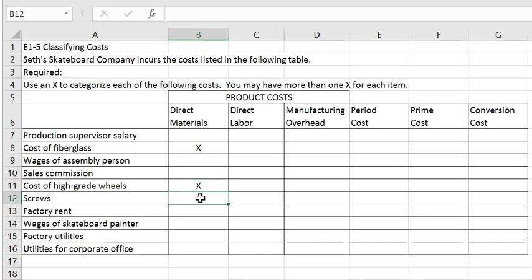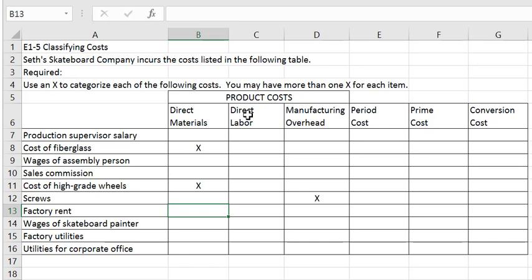Screws are probably manufacturing overhead. Unless it's some great big screw that's an essential part of the product, it's probably not something we're necessarily counting. We've got a whole bin of screws sitting there. We're not really paying attention to how many we're using. So actually, we'll put screws over here in manufacturing overhead. Okay, let's see what else. Factory rent, wages, utilities. None of those things are direct materials, so I think we're done with that column.